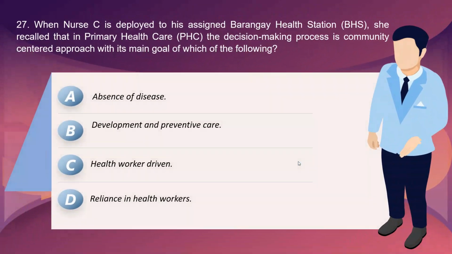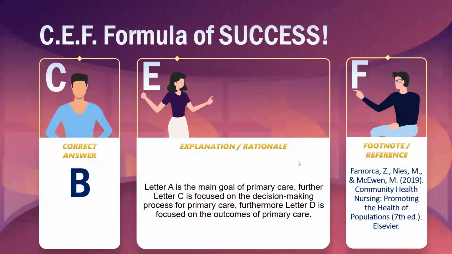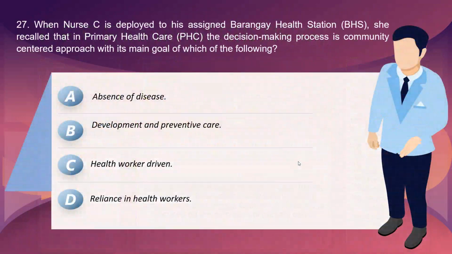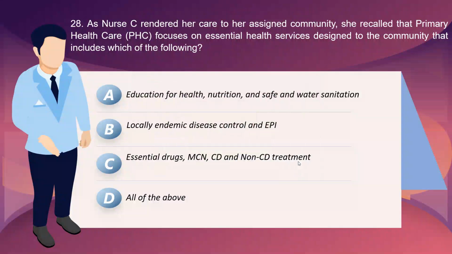27. When Nurse C is deployed to her assigned health station, she recalled that in primary health care, the decision-making process is a community-centered approach with its main goal of which of the following: A. Absence of disease, B. Development and preventive care, C. Health worker-driven, or D. Reliance on health workers. So the answer here is letter B, because letter A is the main goal of primary care, letter C is focused on the decision-making process for primary care, and letter D is actually focused on the outcomes of primary care. So the answer for 27 is letter B. Let's now have number 28.